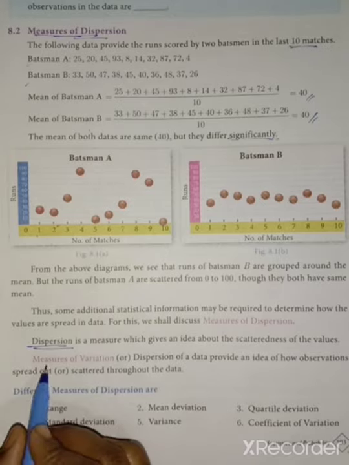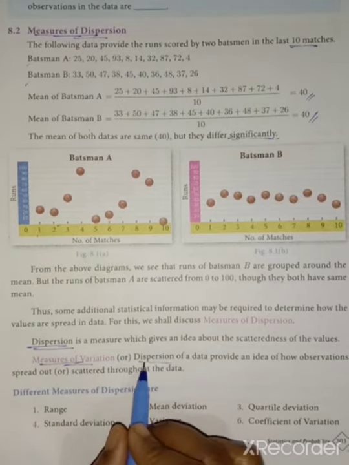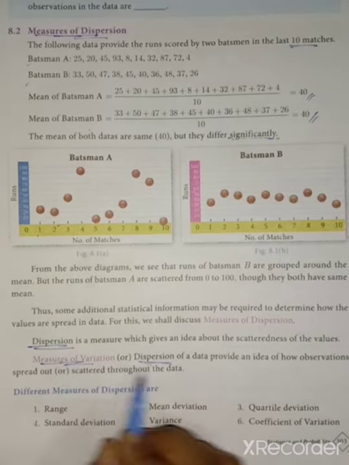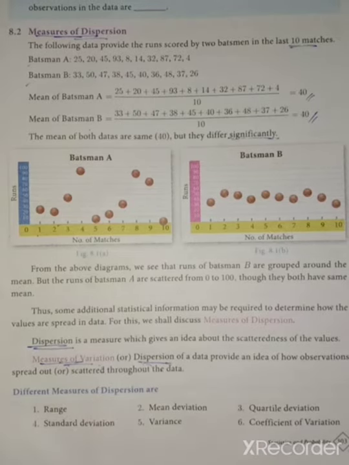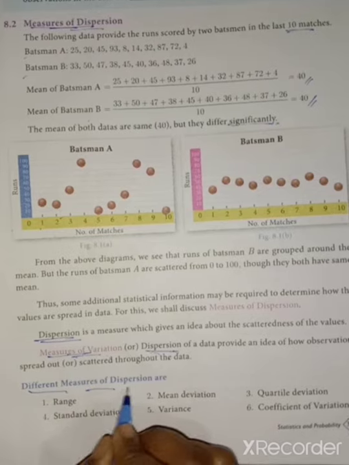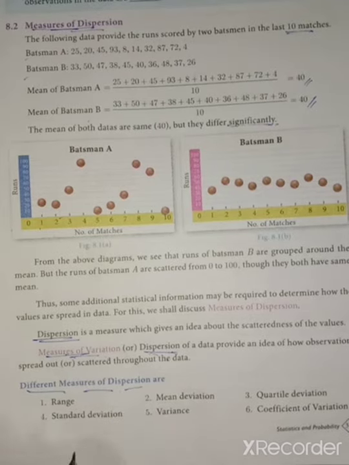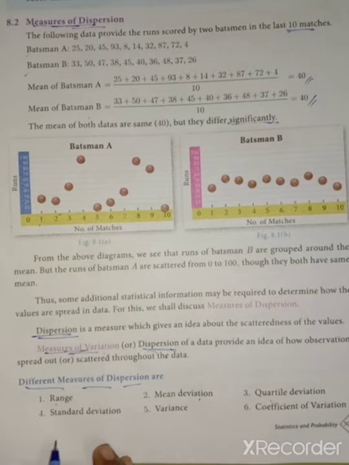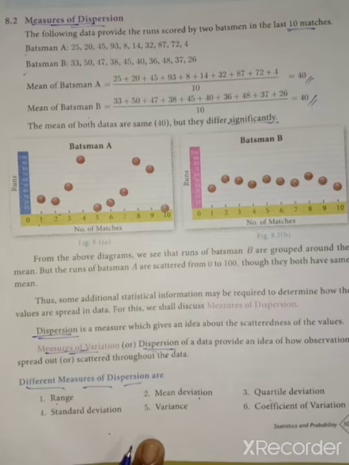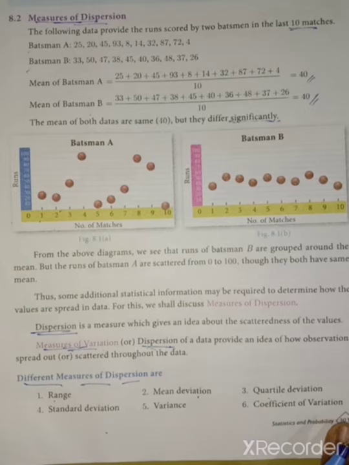So measures of variation or dispersion, both are the same. Here is another name: measures of variation or dispersion of the data provide an idea of how observations are spread out or scattered throughout the data. So here many different measures of dispersion are there. First is range, then mean deviation, quartile deviation, standard deviation, variance, and last coefficient of variation.